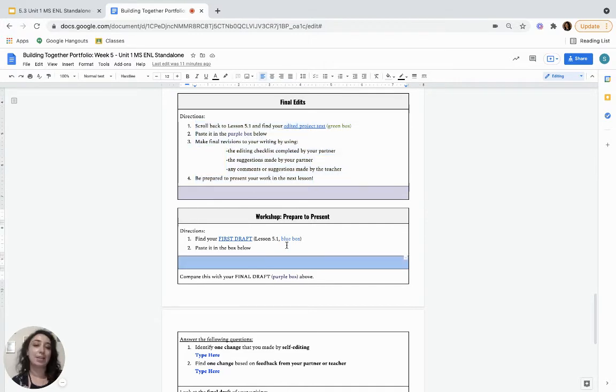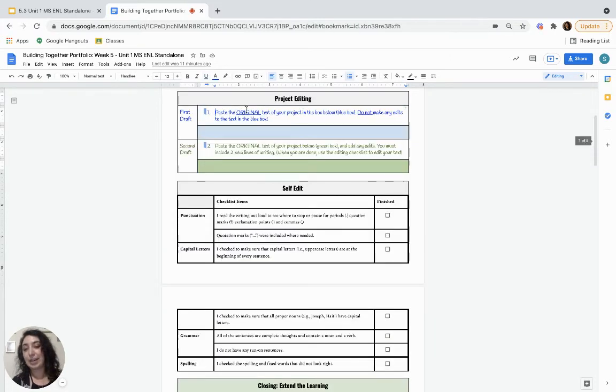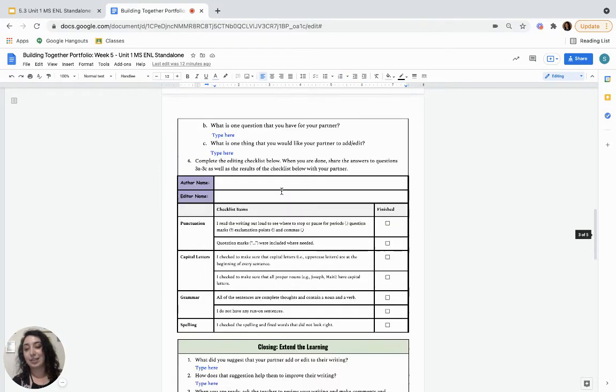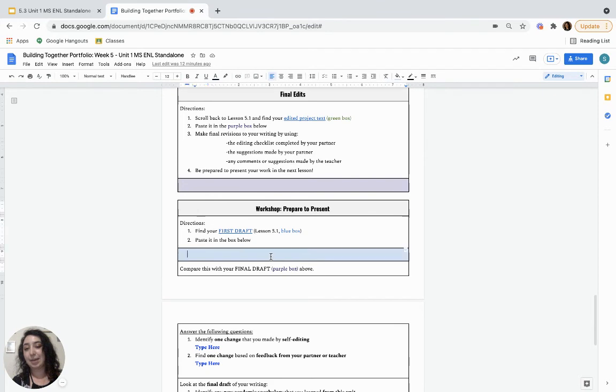using these directions. Then they will find their first draft, so the blue box from 5.1. This is also a bookmark, so I can click on this. It will take me up to that blue box in 5.1. Students can copy this, scroll down, and paste in that blue box in 5.3.